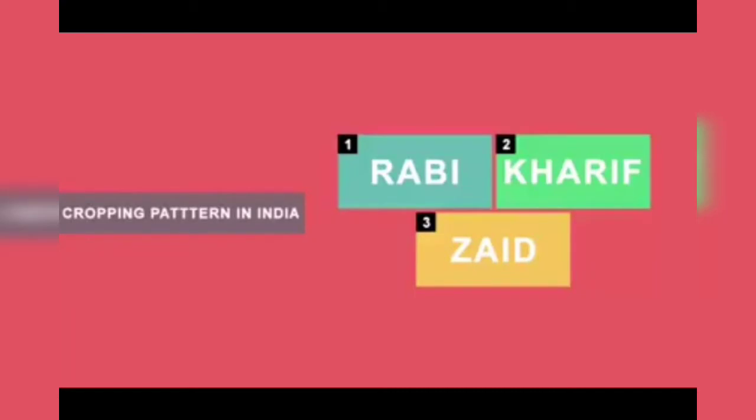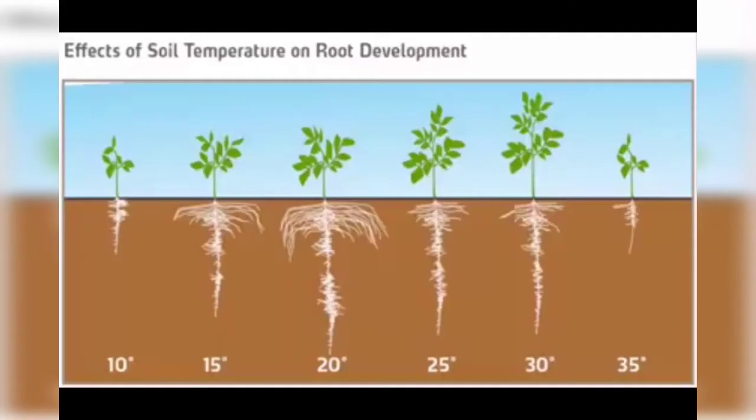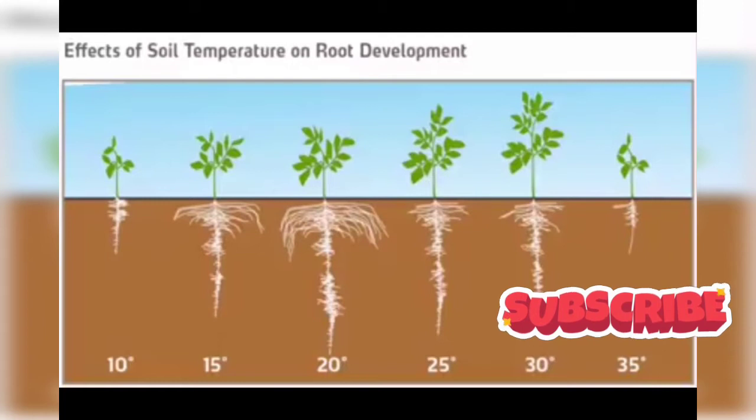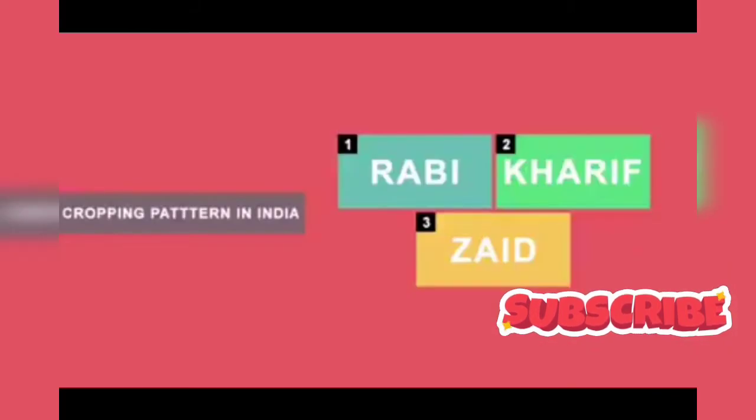And the reason I say this is important is because if you understand how crops are classified into these three patterns, then you will have a better understanding about their origination, properties and characteristics. So let's read about each one of them in brief.